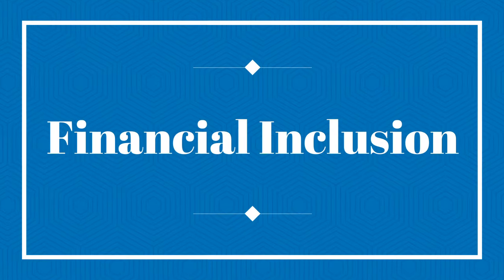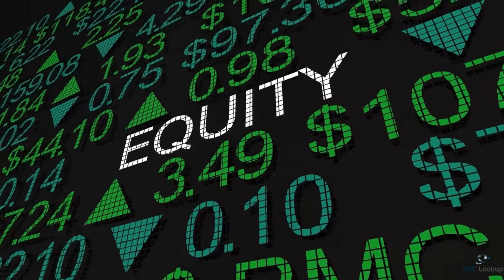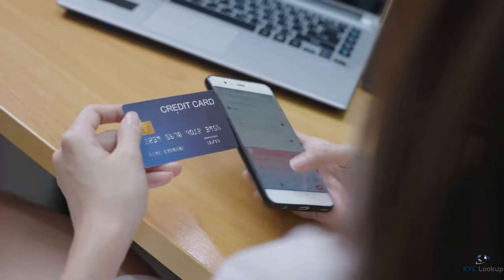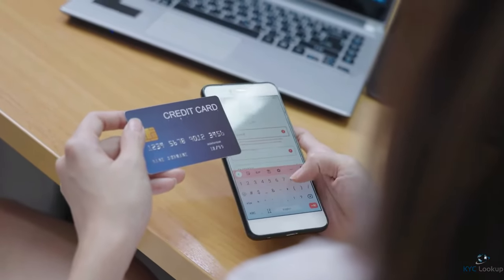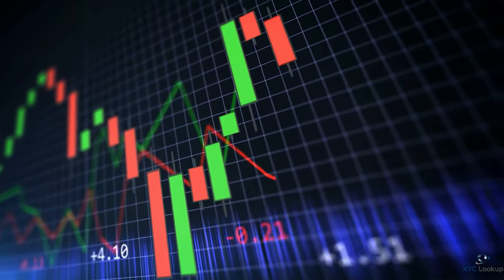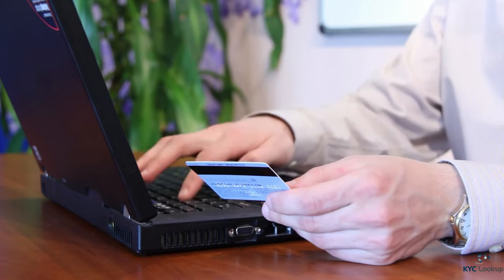Financial inclusion. Digital assets provide opportunities for financial inclusion, especially for individuals in regions with limited access to traditional banking services. Cryptocurrencies allow people to participate in the global economy and transfer funds securely, without the need for intermediaries.